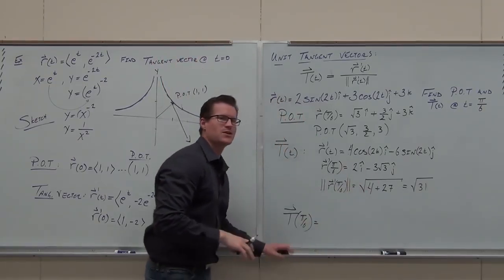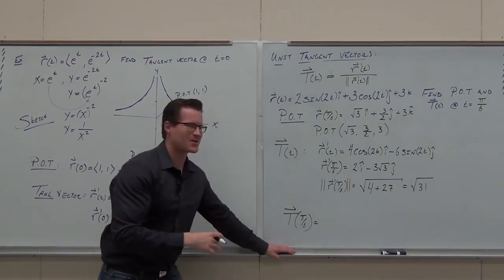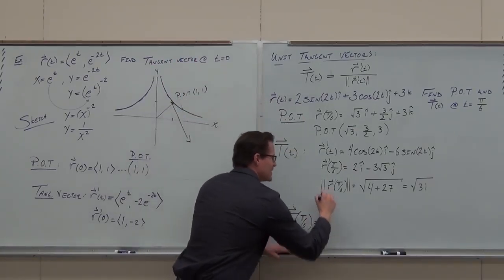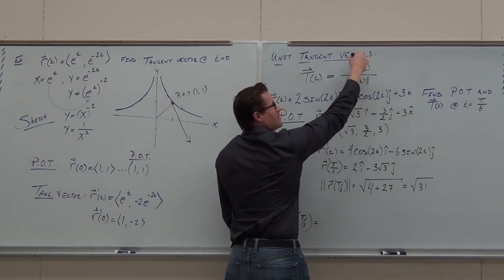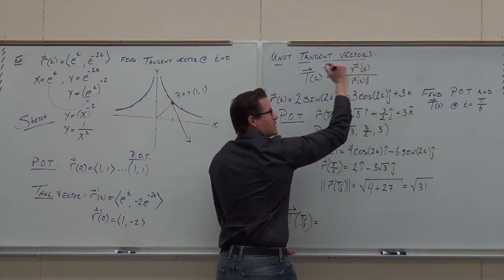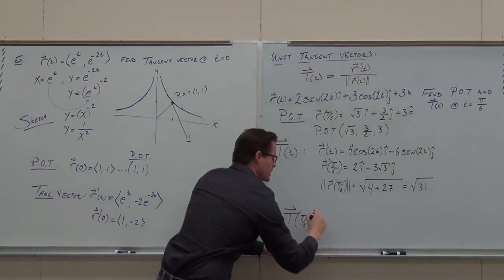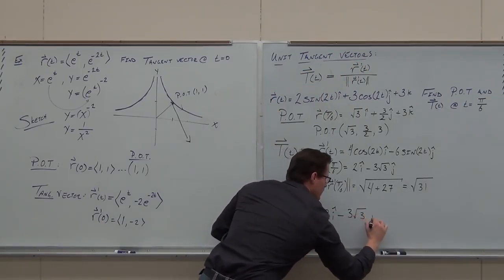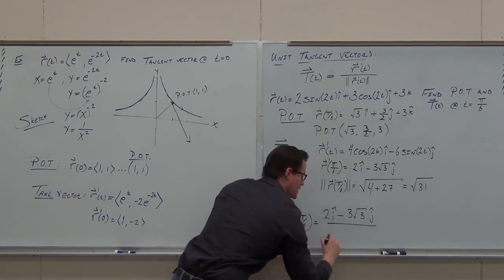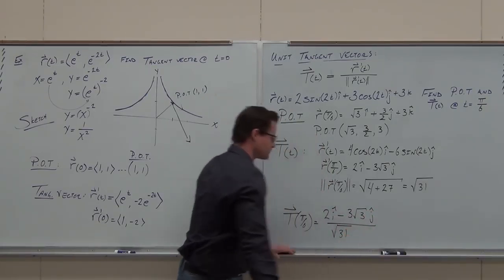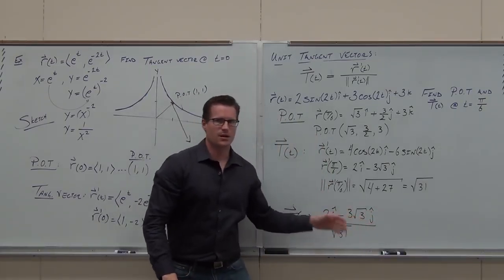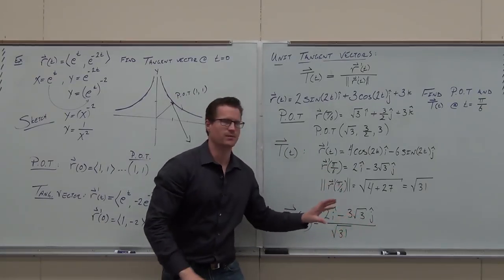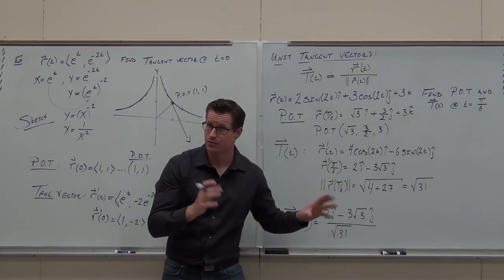Now, how do we write the unit tangent? Man, be smart about it. We know that the unit tangent is going to be the tangent vector divided by the magnitude of that tangent vector. It's going to be 2i minus 3 root 3j divided by the square root of 31. That's literally it. But it's hardly ever how we see, it's never how we see an actual unit vector.